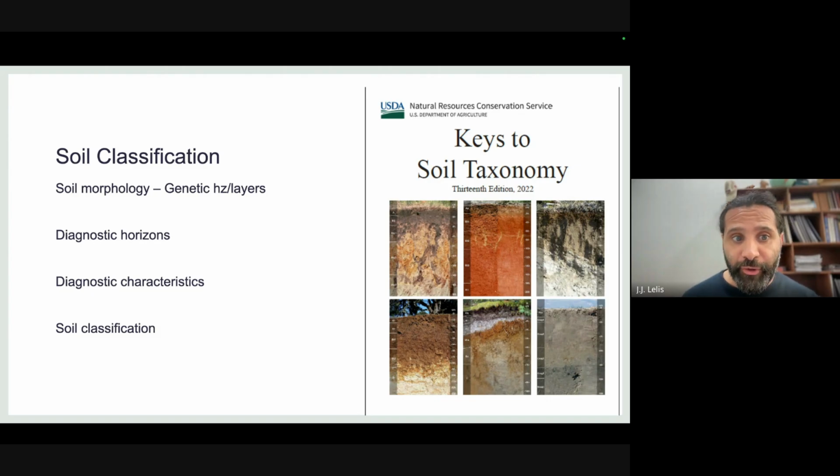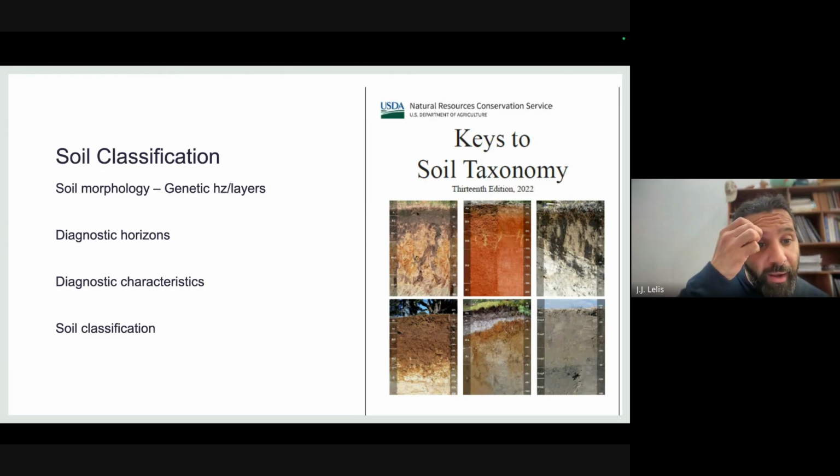So when you go to the field, we start the description of each genetic horizon or layer. And after that, we start to identify the diagnostic horizons. Okay, so this B horizon is this specific diagnostic horizon. This C horizon is this specific diagnostic horizon. This A horizon is this specific diagnostic horizon. Okay, so some of these horizons can fit directly to diagnostic horizons, and some of them cannot.